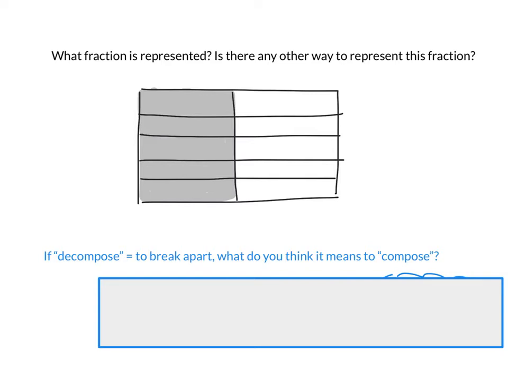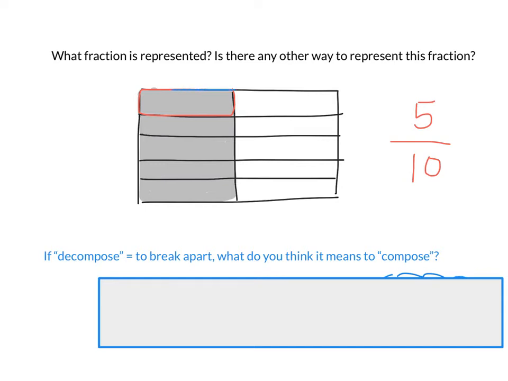In this area model, how many total units are there if this is one unit? How many units are there, everyone? 10. So what kind of units are we working with here? Tenths. How many of those tenths are shaded in? 5. So what fraction is represented by this picture? 5 tenths. Good.